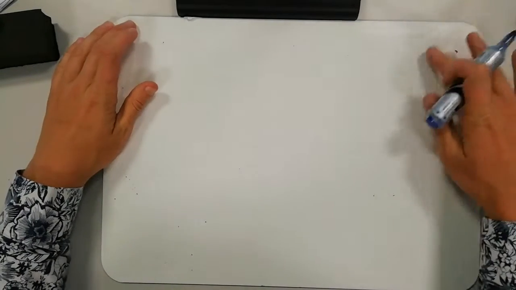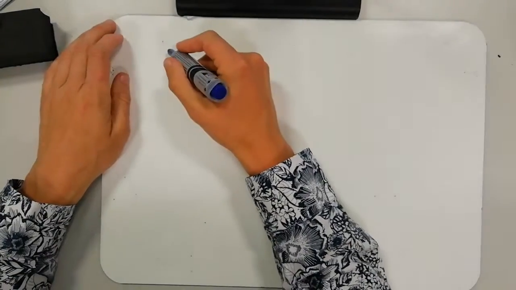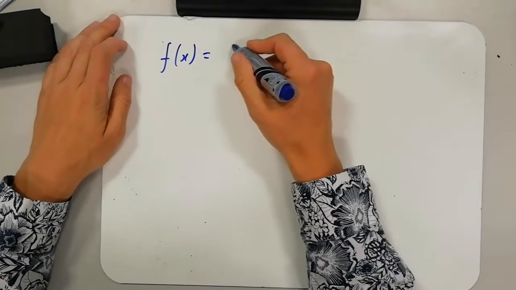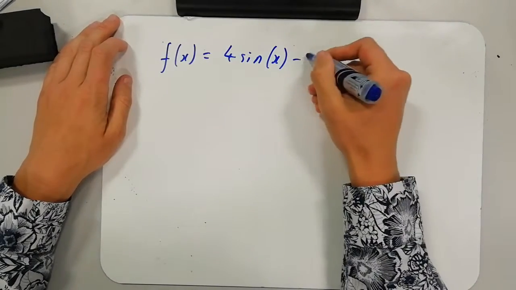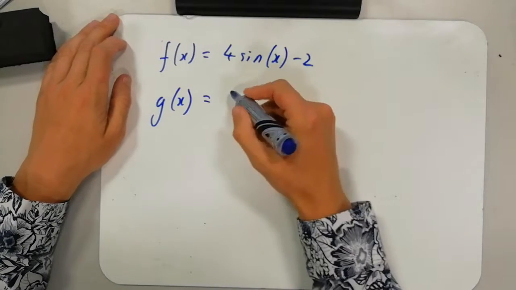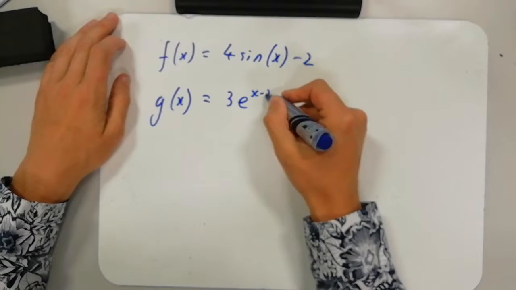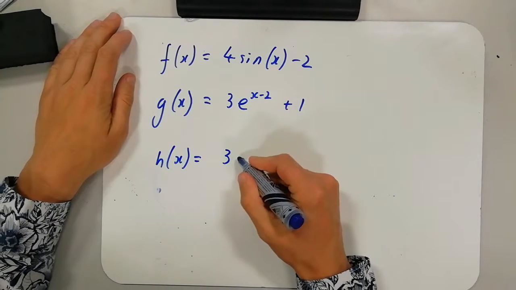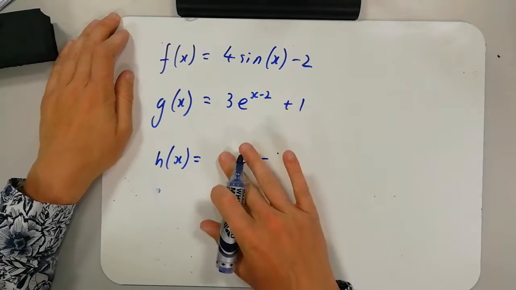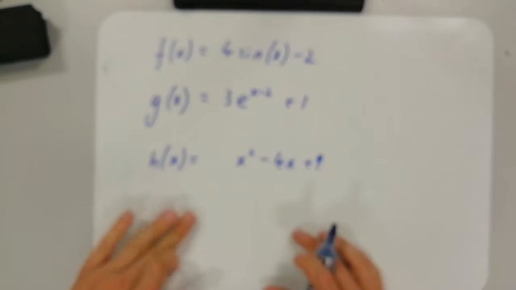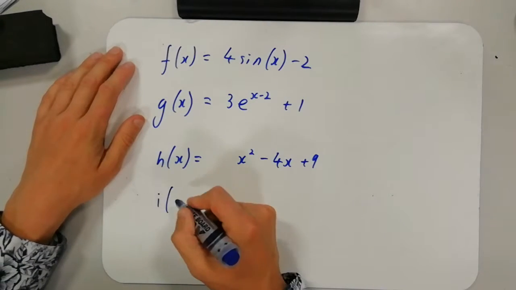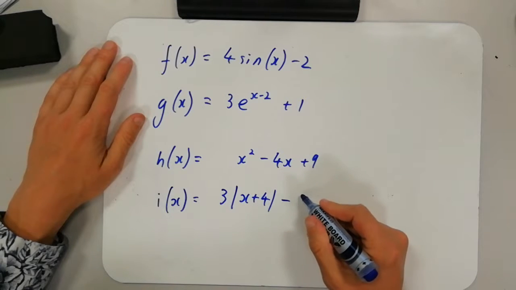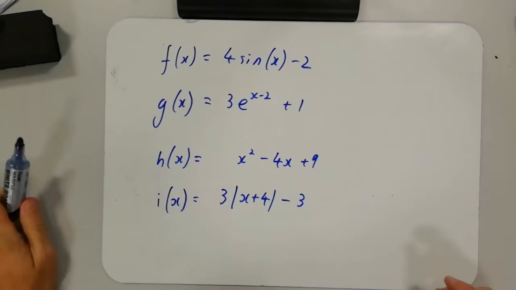Let's consider range of functions. Okay, so the first thing to consider when you're looking at the range of any function is what kind of function do you have. So let's just jot down a few different types of function. And one more type of function. Okay, so let's have a look at each of these in turn.